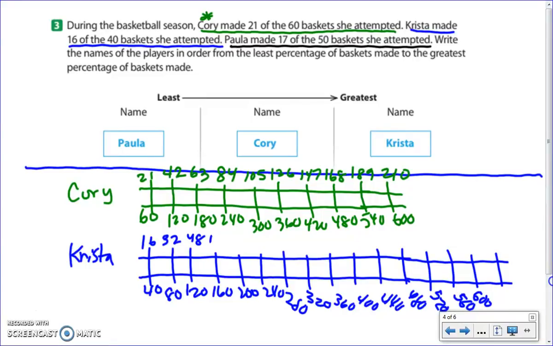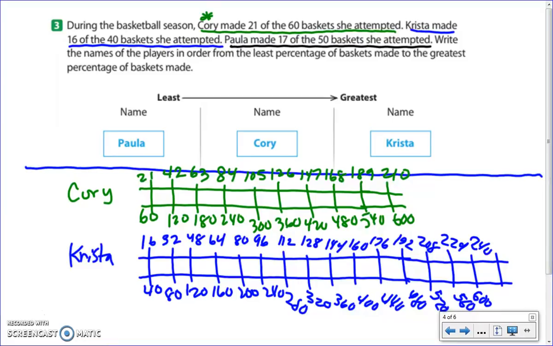32, 48, 64, 80, 96. Let's see here, 112, 128, 144. Let's see here, that'd be 160, 176, 192, 208. 16 more than that would be 224 and 240.